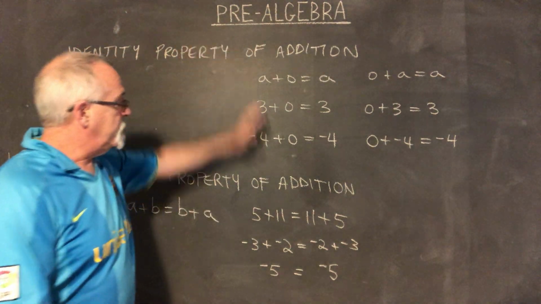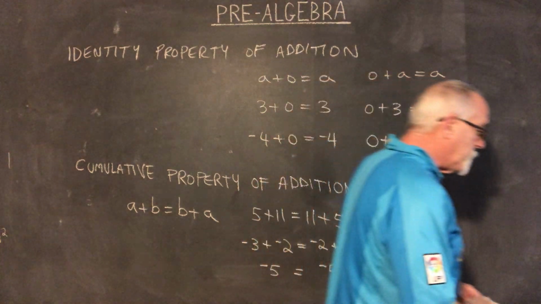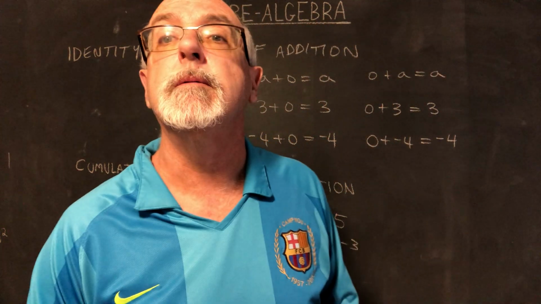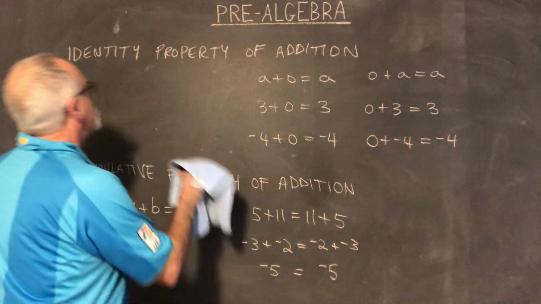Now I have to erase. I've filled up a lot of space here, and I have some more properties. How much time do I have? That's the kicker. I have 14 and a half minutes left in my planned hour.